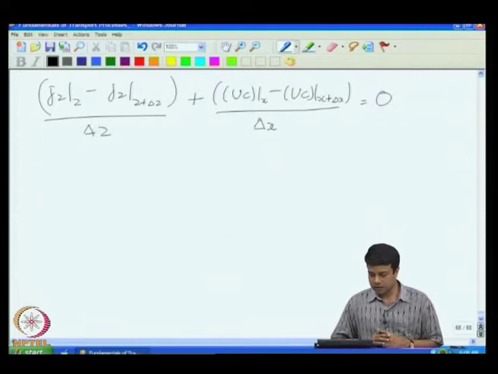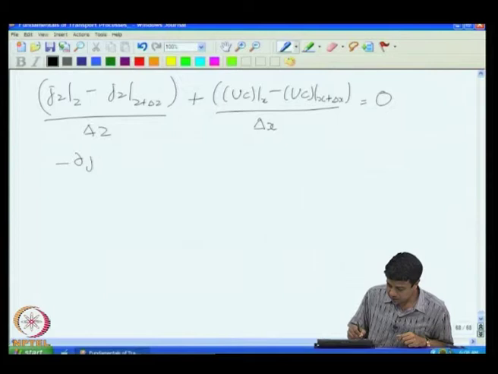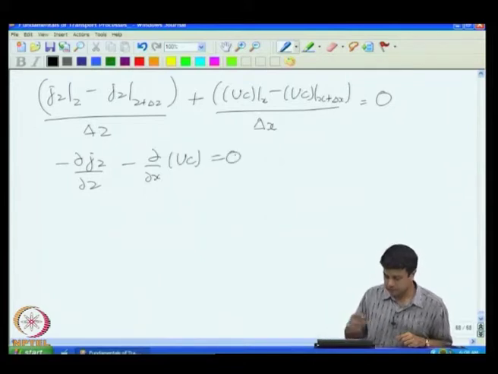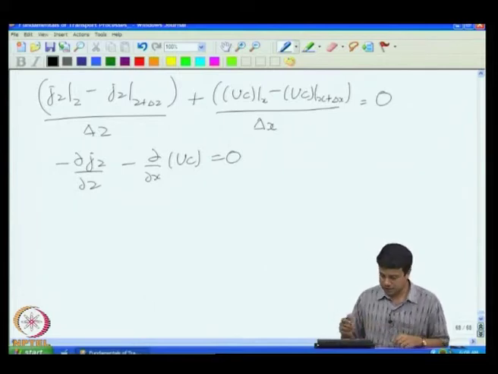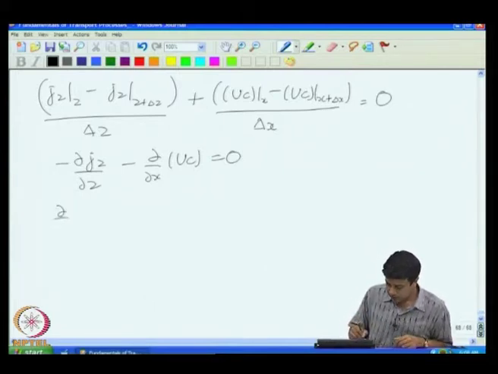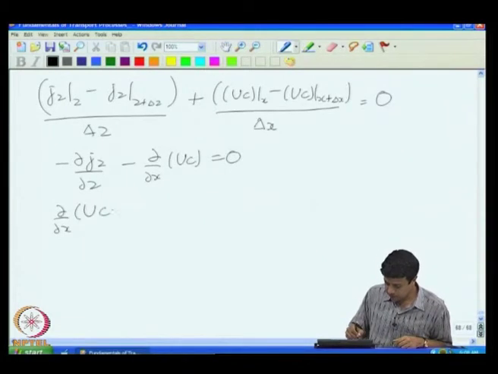And now, I take the limit of delta x and delta z going to 0, these differences now become partial derivatives. So, I will get minus dJz by dz minus d by dx of u c is equal to 0. I can alternatively write this as d by dx of u times c is equal to minus partial Jz by partial z.